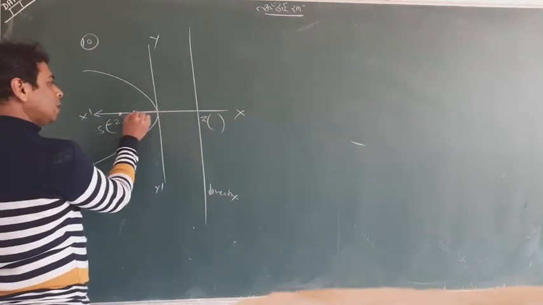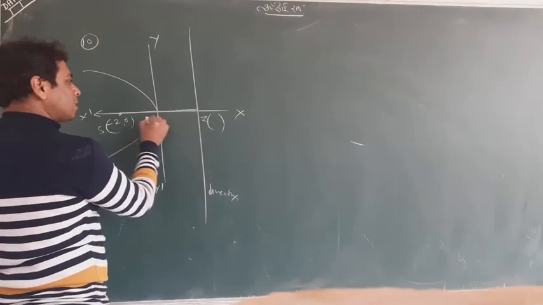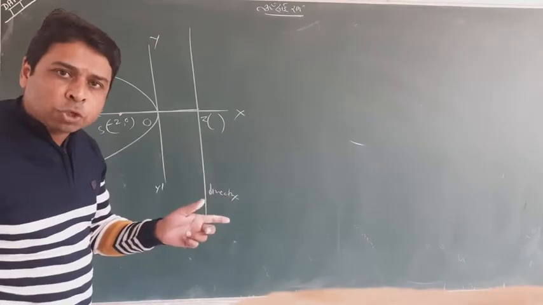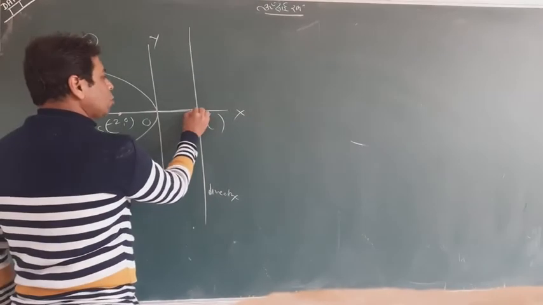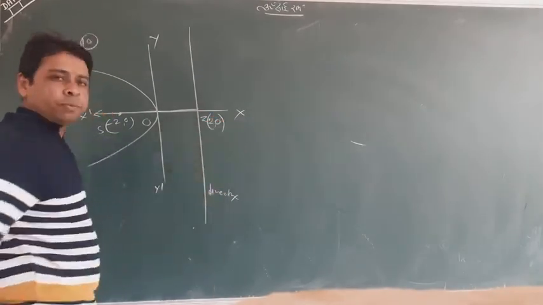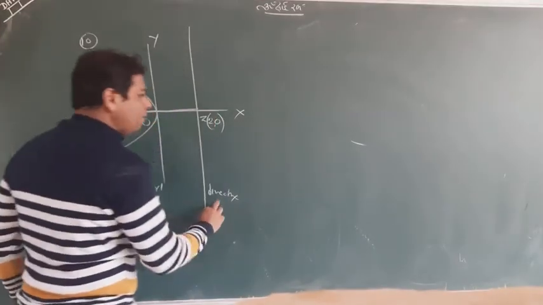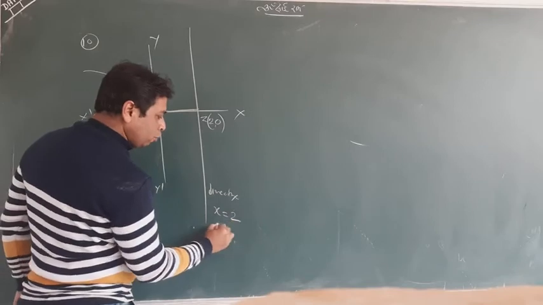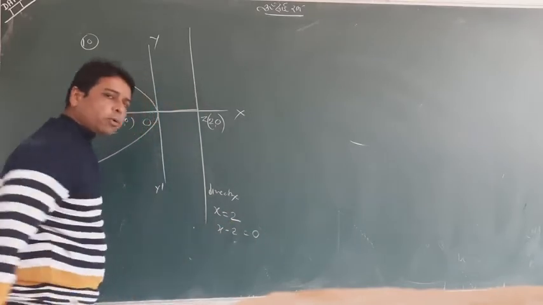This distance is equal to that distance. If the focus is at minus 2, the distance is 2, so this distance is also 2, so this is going to be 2, 0. So the equation of the directrix, being parallel to the y-axis, is x equal to 2, meaning x minus 2 is equal to 0.